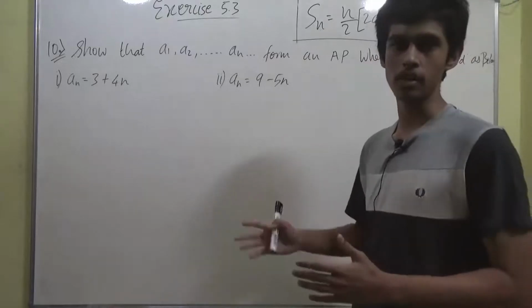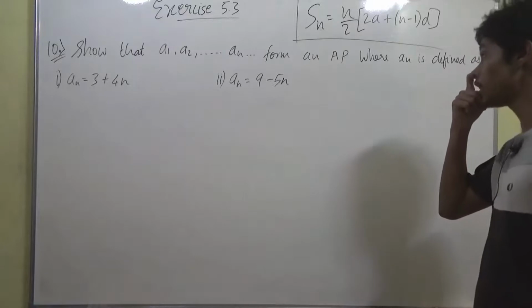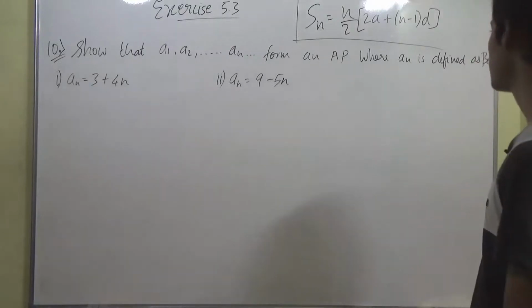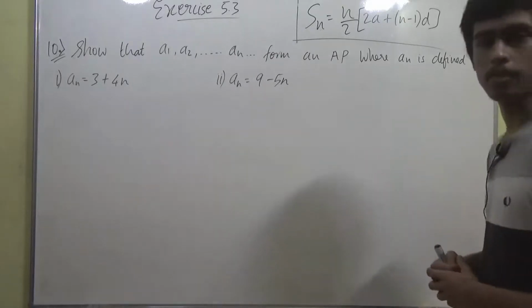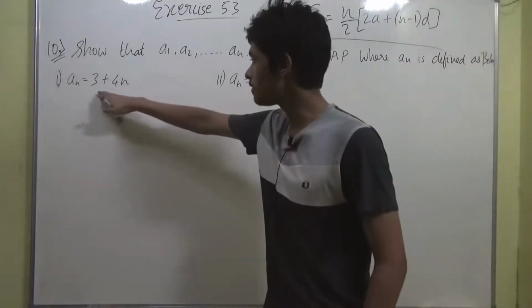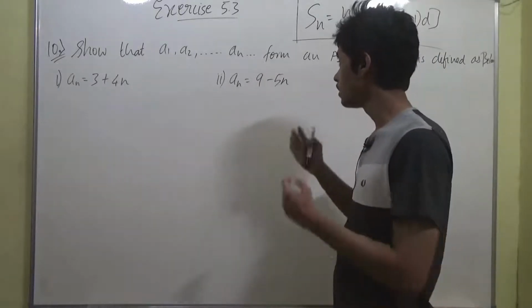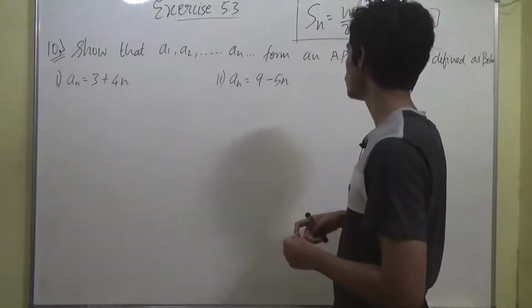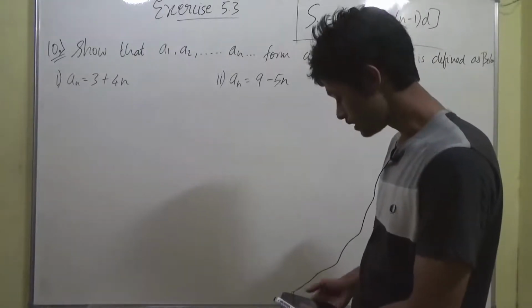I mean, till now we have solved 9 questions. So this is the 10th question, which says, show that A1, A2 and AN form an AP where AN is defined as below. Okay guys, so AN is being defined. They have given that AN is equal to 3 plus 4n, and in sub question 2 they have given AN equal to 9 minus 5n. Now we have to first form the AP, and then we have to also find their sum till n terms, I guess. Just a minute, guys.